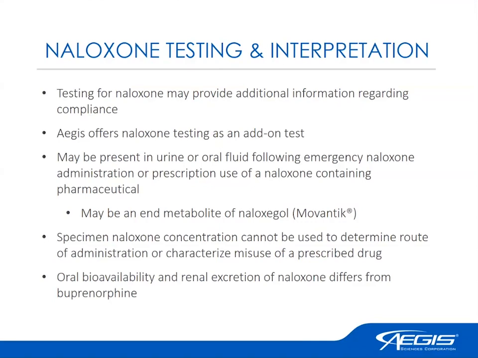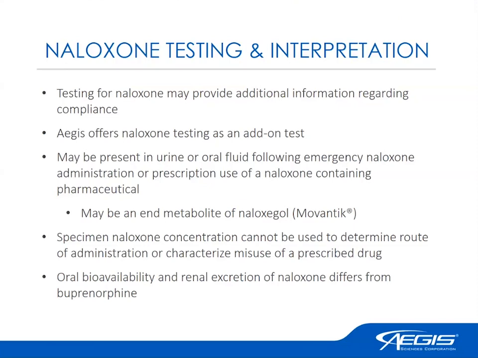The period of detection in urine for naloxone is up to 3 days. In oral fluid, naloxone levels may not reach detectable levels, even with prescription compliance. So a negative oral fluid result does not necessarily point to noncompliance. Naloxone may be present following use of a combination product containing naloxone, such as Suboxone.